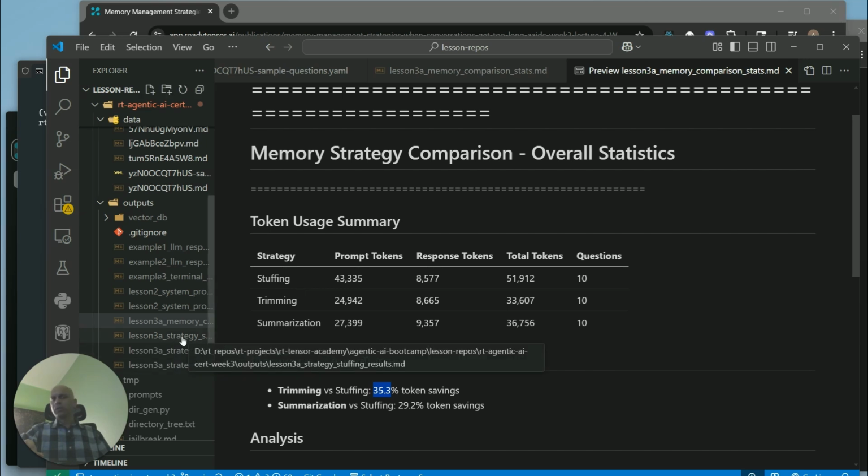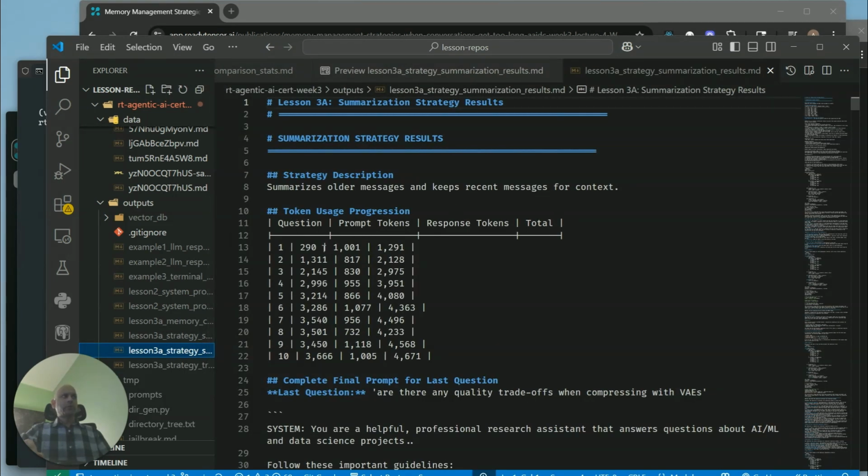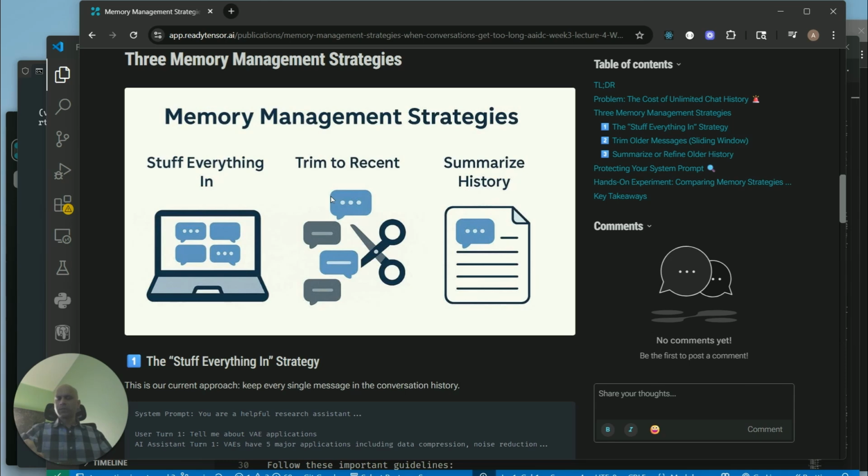You can actually look at the individual reports that we have for the 3 strategies. We actually have, for example, the token usage by each question as it goes over time. You can see those results yourself. Okay, so the important part here is that these are the types of experiments that you have to do in production systems. In hobby projects, you don't really pay too much attention to it, although you do want to pay attention to the cost of it.